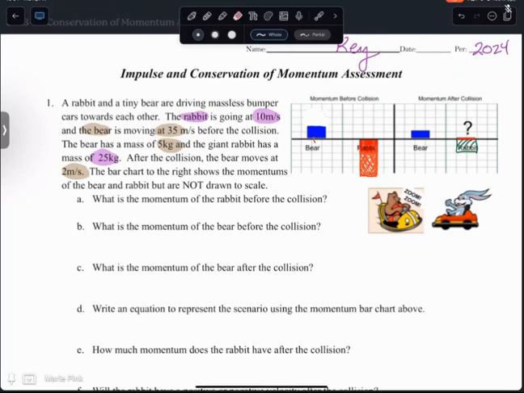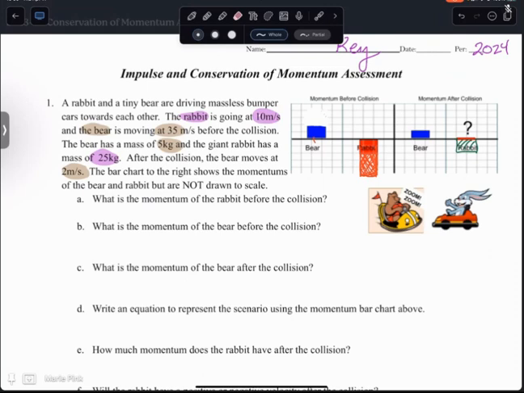So this is the 2023-2024 exam version number 1 for impulse and conservation of momentum. I'm going to just go through these problems. I'm going to make a separate video for different chunks of the exam just so that the videos don't get too long and it's a little bit easier to navigate them. So we're going to start with number 1.